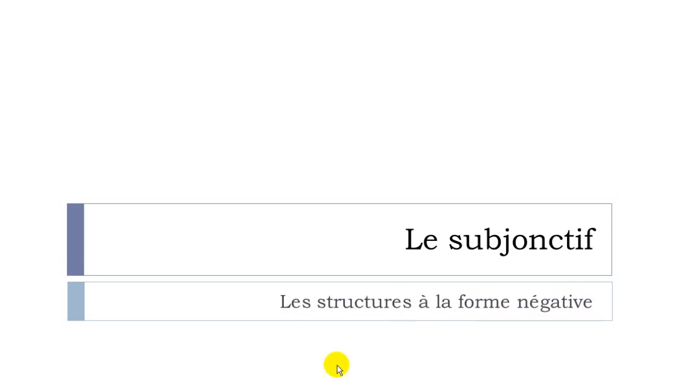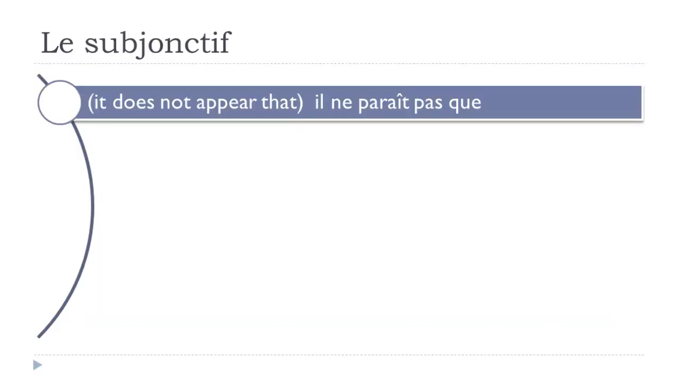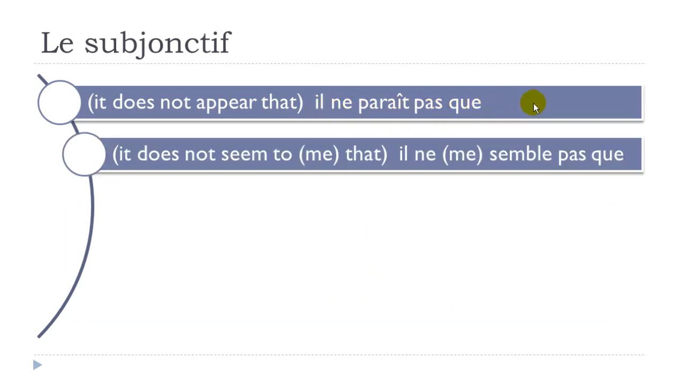This one will concentrate on les structures à la forme négative. So remember, structures in which the verbs will be at the negative forms, and we'll discover these structures. Okay, so the first one is il ne paraît pas que. Il ne me semble pas que. So we've got this me just because it would be possible to put someone else. Il ne te semble pas, il ne lui semble pas, etc. Okay?